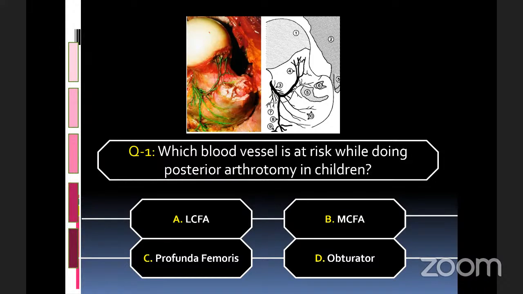Sheenam, would you like to take this answer? Yes, sir. Which blood vessel is at risk while doing posterior arthrotomy in children? That is medial circumflex femoral artery.